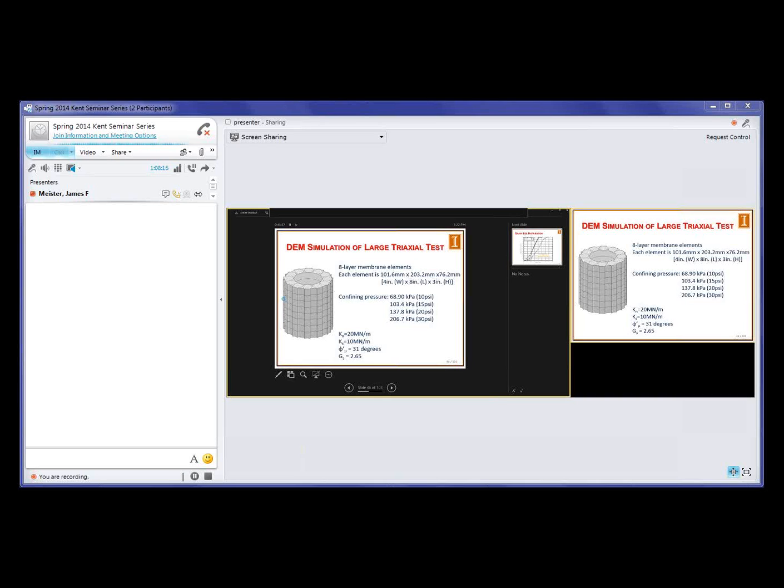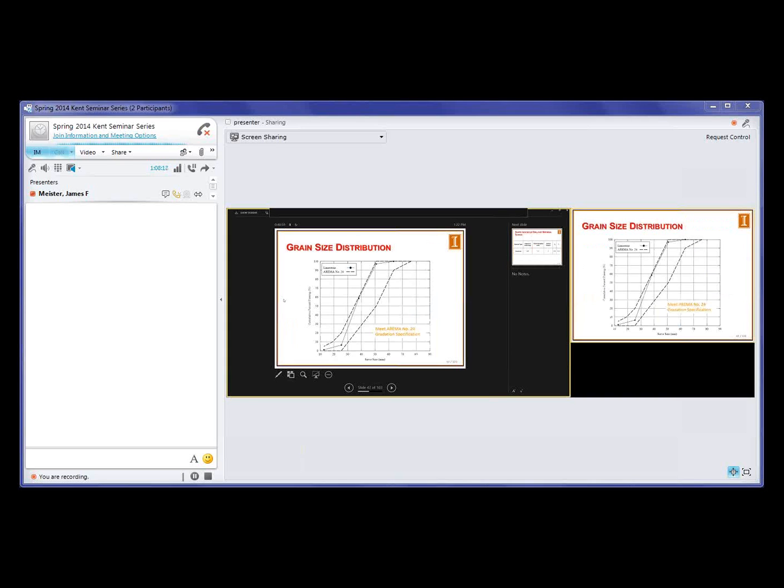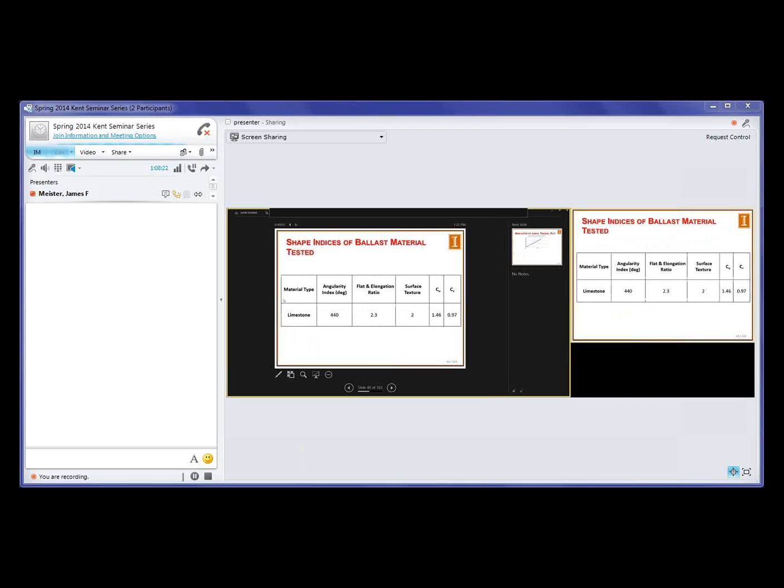So with this approach, we have the information of the particle grain size distribution, and we also use image analysis to quantify all the shape properties. And then we generate all the particle elements based on the shape properties and the grain size distribution.